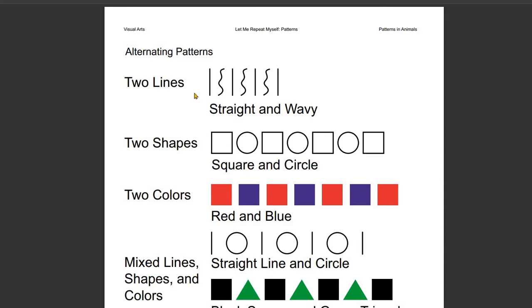So for example, first we have a straight line, and then we have a wavy line, and again, we have a straight line and then wavy line, and then it keeps going on and on. Here we have an alternating shape pattern made from two shapes. So first there's a square, and then there's a circle. Square, circle, square, circle, square. Same thing here, but two colors, red and blue, red and blue, red and blue.